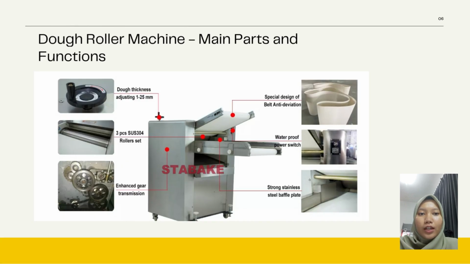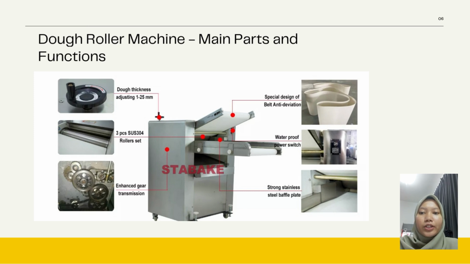In this slide, I will explain the main parts of the door roller machine, where each component plays an important role in ensuring smooth operation and consistent product quality. First, the thickness adjustment knob allows the operator to set the thickness between 1 to 25 mm. This helps ensure uniform thickness for consistent product quality.